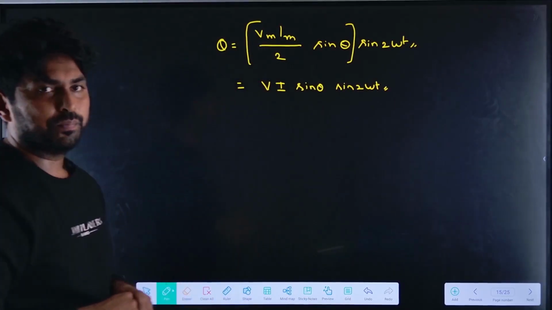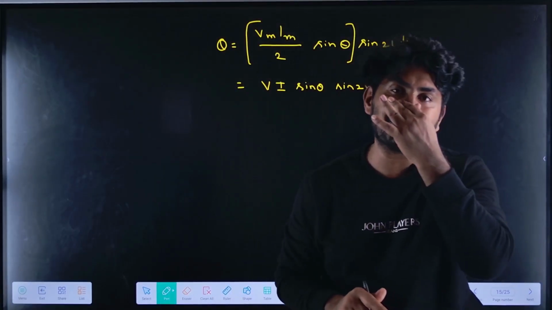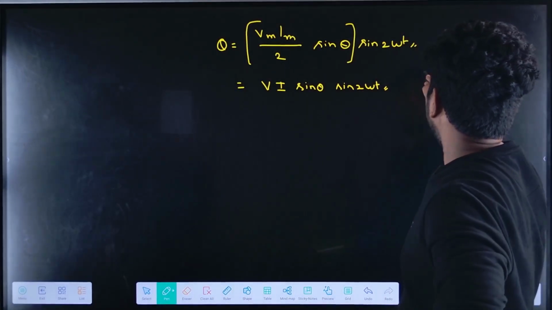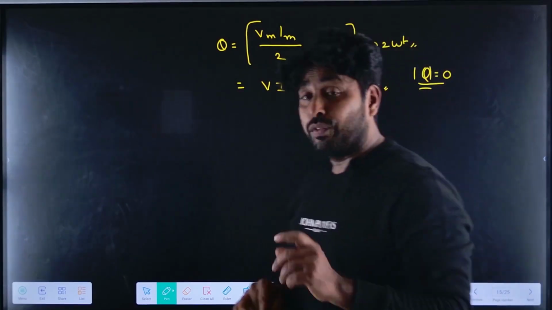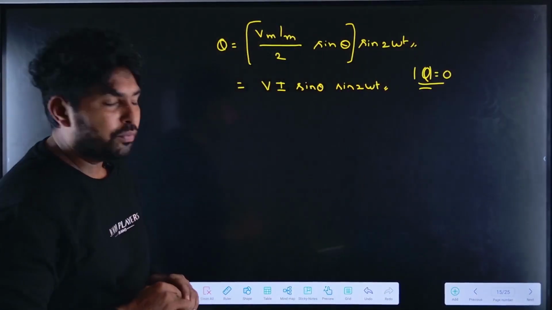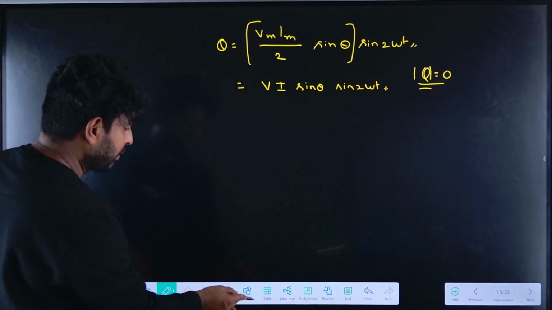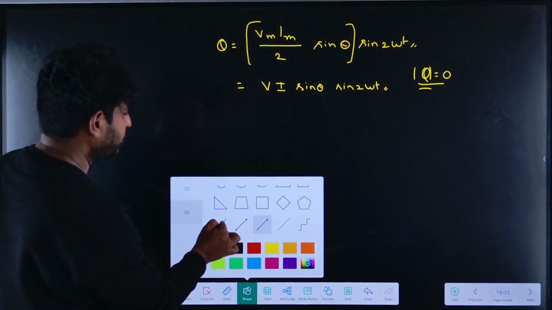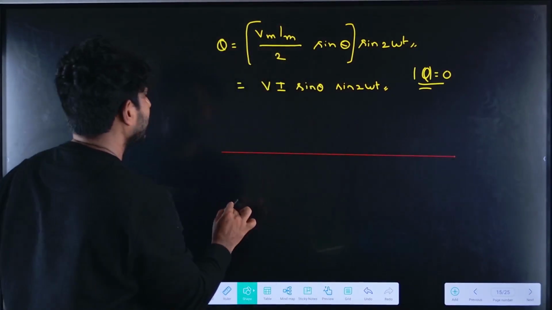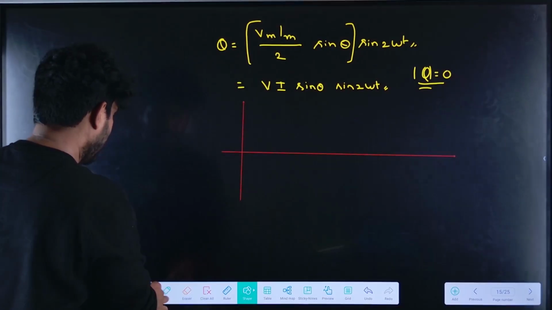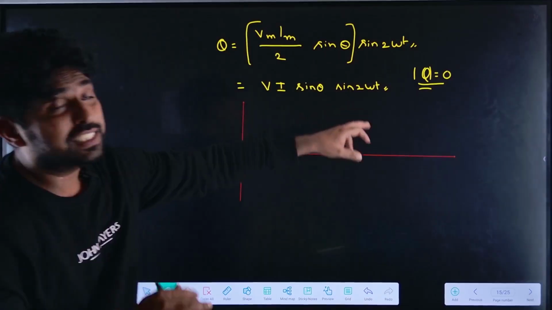Now, if I find the average value of this expression, what will be the average value? The average value is 0. What does that mean? Let us see how the reactive power will be if I draw it, which is sin 2 omega t.